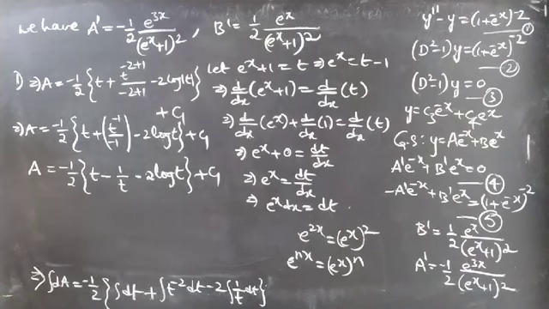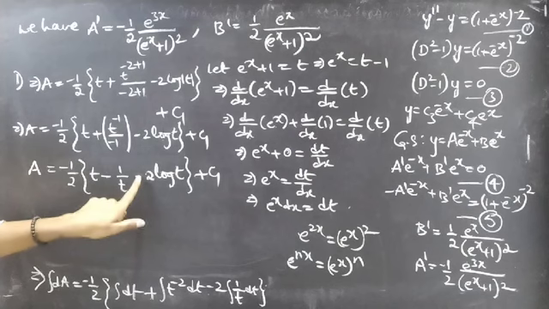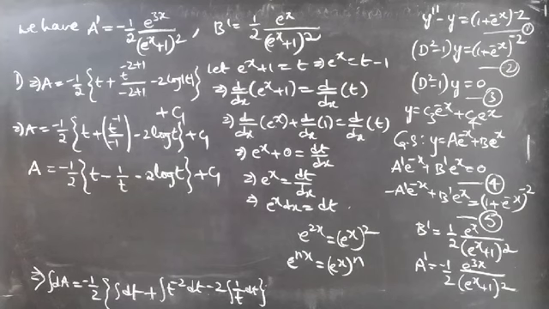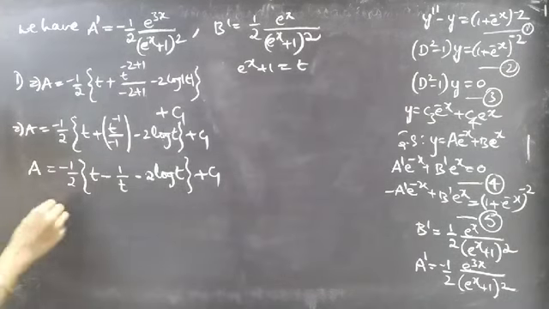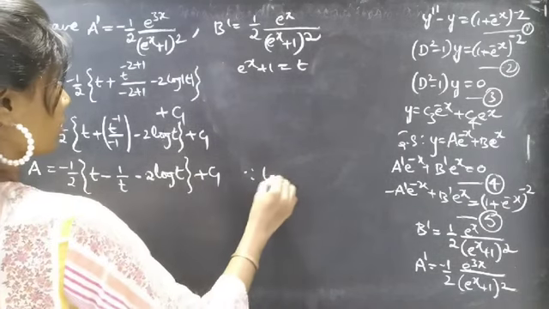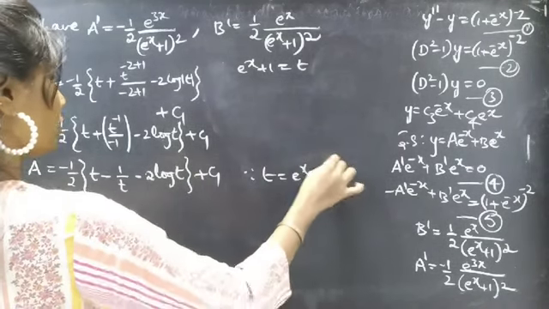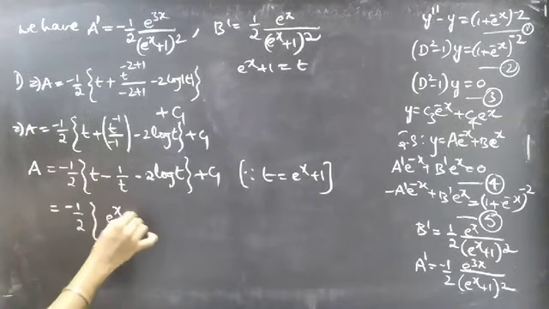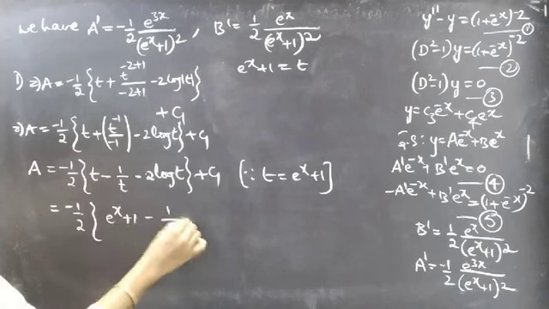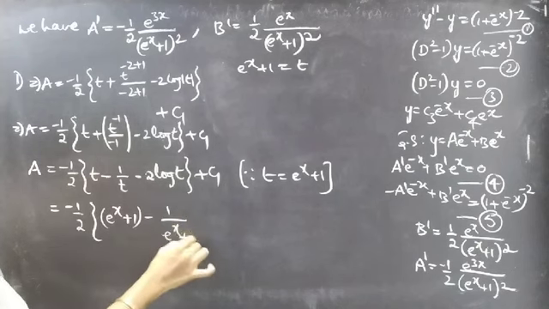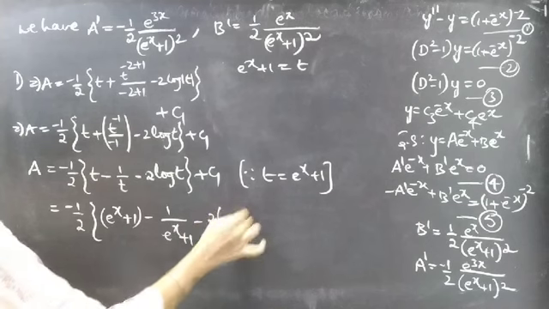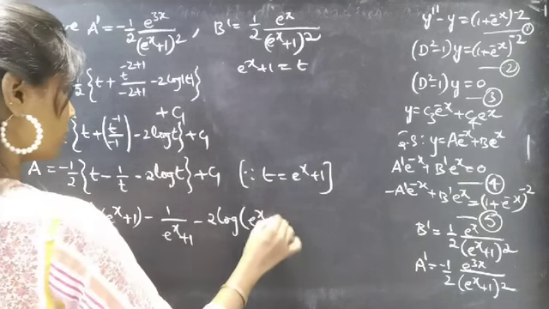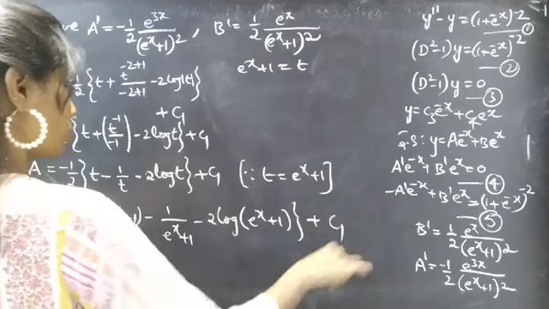We got A equals minus 1 by 2 into t minus 1 by t minus 2 log t plus c1, right? Let's replace t with e power x plus 1. Since t equals e power x plus 1, A becomes minus 1 by 2 of (e power x plus 1) minus 1 by (e power x plus 1) minus 2 log of (e power x plus 1) plus c1.